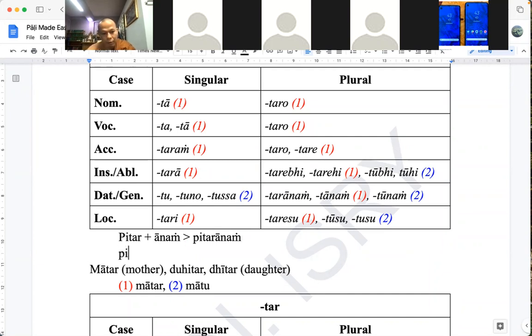But the second form, from the bitar, ra is dropped. So we have the beta. At that time, with the nam, like the Buddha, because it ends in the R, that R is changed to the R. So that is how we have another one, beta nan in this way.